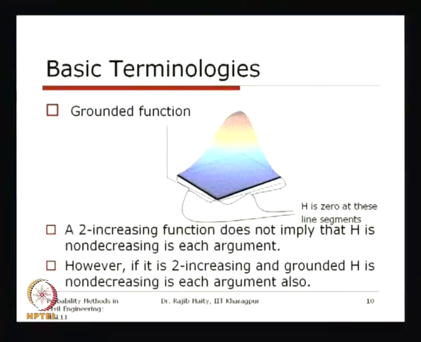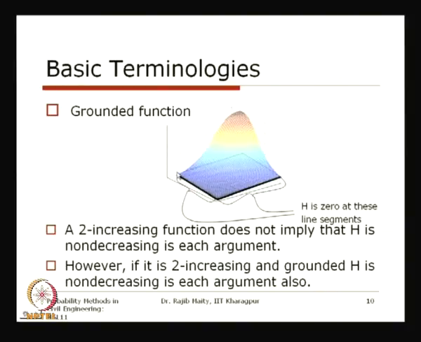So what does a grounded function mean? That is shown here: a 2-increasing function does not imply that H is non-decreasing in each argument. However, if it is 2-increasing and grounded, then H is non-decreasing in each argument also. These are the conclusions after we discuss this grounded property. But before that, what does a grounded function mean?